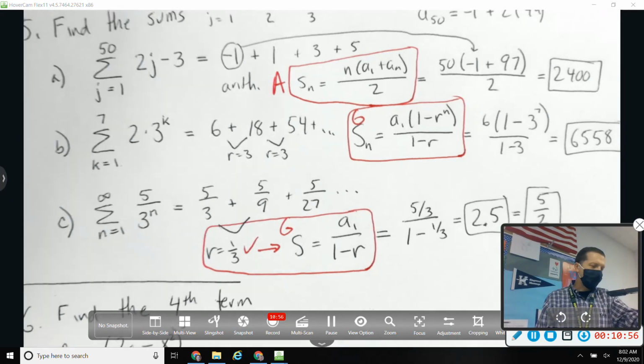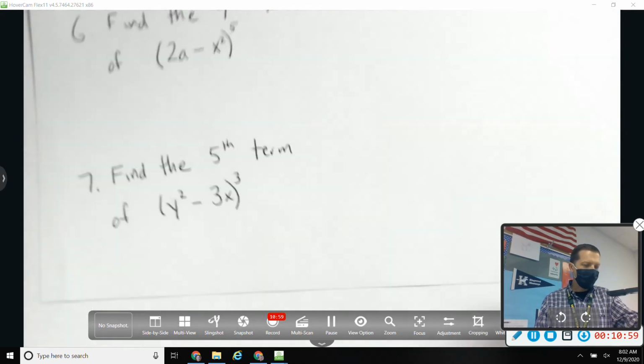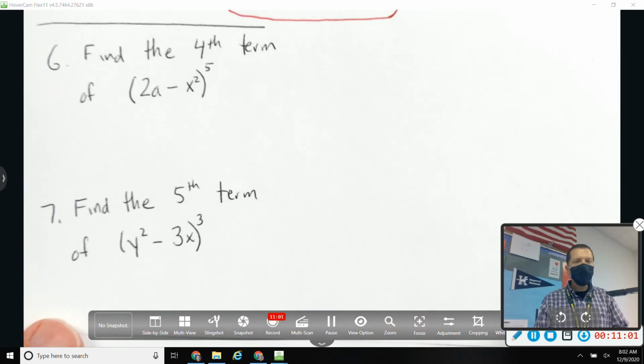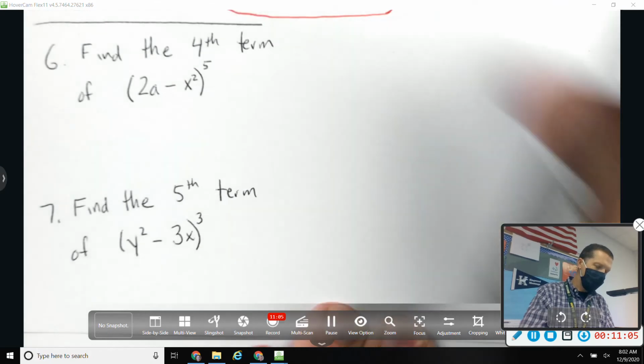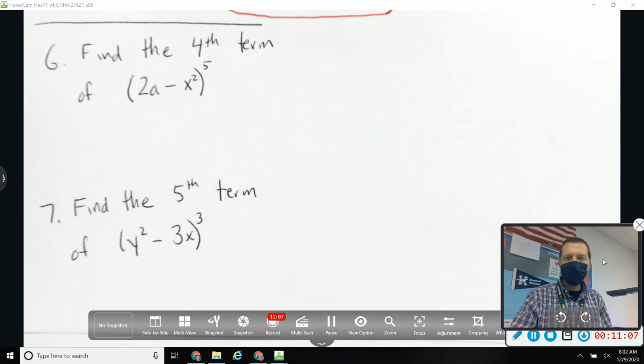All right, last little set. This is what we did most recently. Find the fourth term, find the fifth term of those two. So if you're at home, press pause, and we'll go over them when you come back.